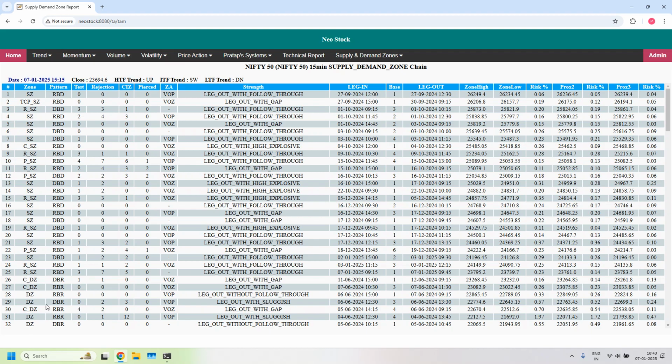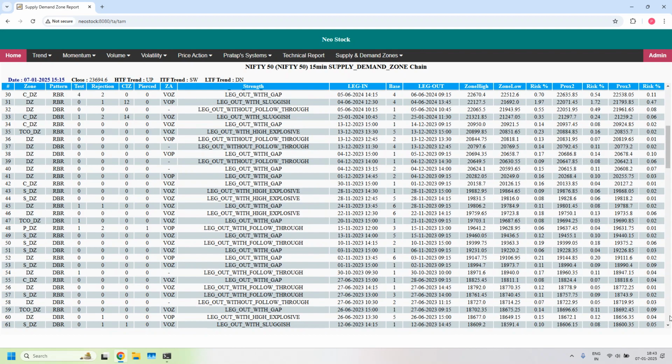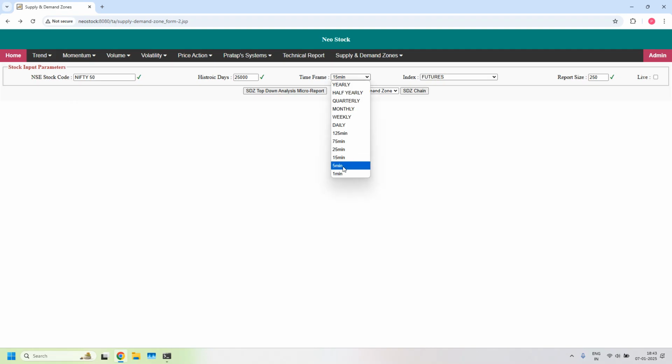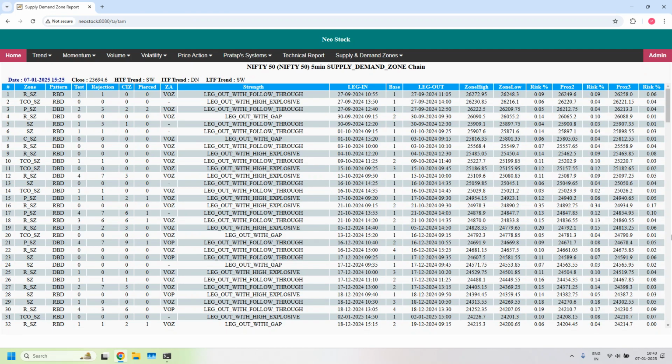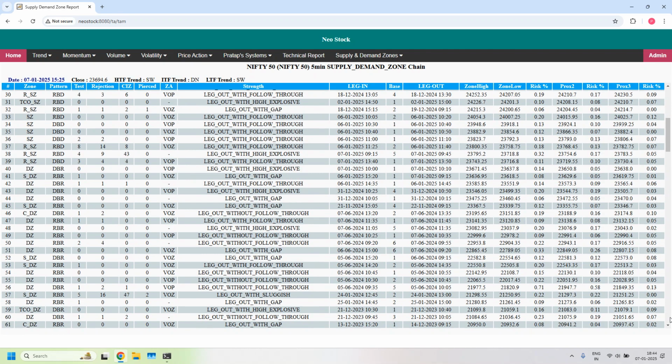Because the demand zones are very few, I am scrolling the list down. Okay, next, 5 minutes supply demand zone chain for Nifty. All these are all supply zones. So I am scrolling the list down to get the demand zones. So all these are all demand zones, 5 minutes demand zones, starting from serial number 40. Okay, this is about Nifty supply demand zone chain.